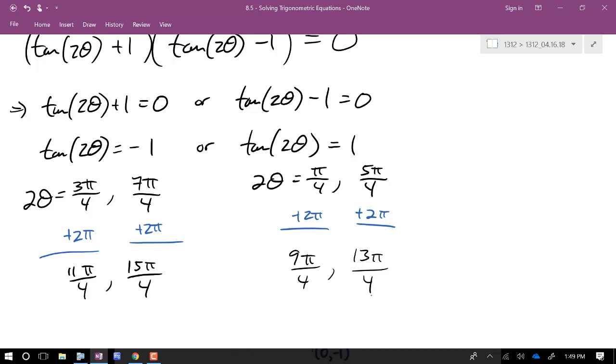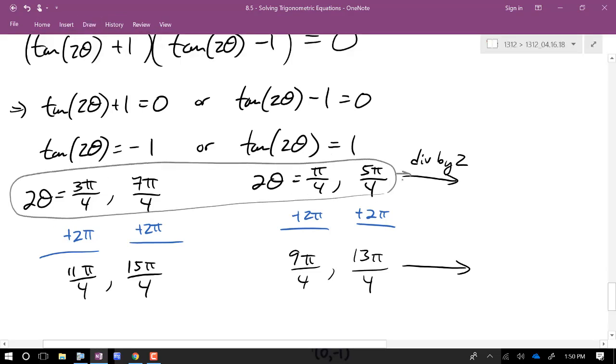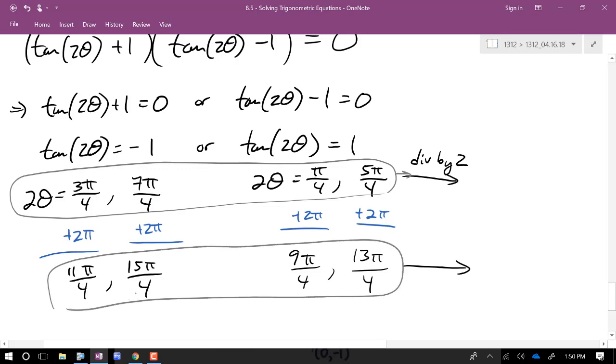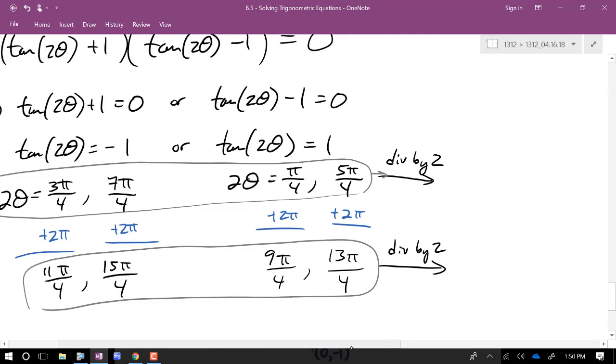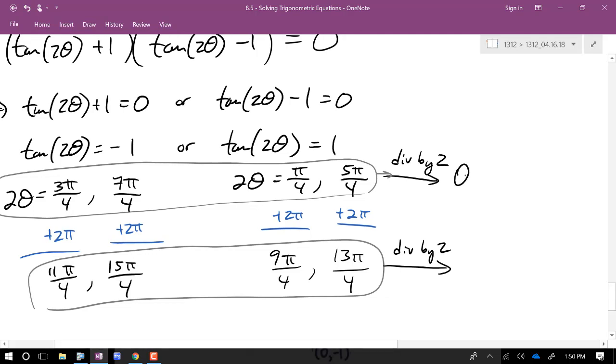How do we get the values for theta? Divided by 2. Just divide it by 2, right? Yeah. So I know what twice theta is. We'll just divide by 2. We'll do the same thing down here. And that'll get us our sort of real answers, so to speak. So 3 pi over 4, half that is 3 pi over 8.